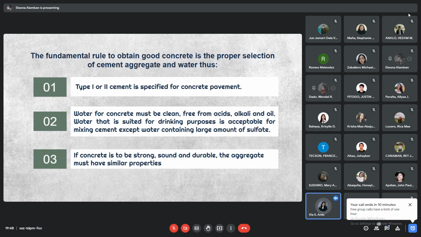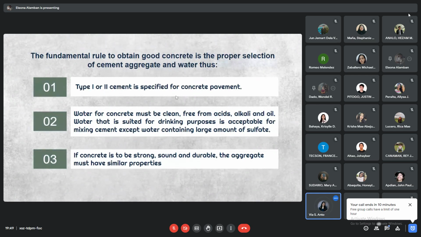Number three, if concrete is to be strong, sound, and durable, the aggregate must have similar properties. Good quality aggregate must be clean, hard, strong, and have durable particles, and be free of harmful chemicals, coatings of clay, or other contaminants that can affect hydration of cement.